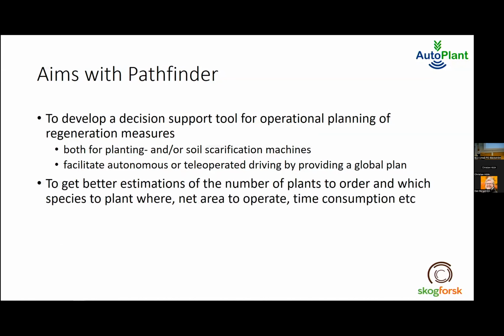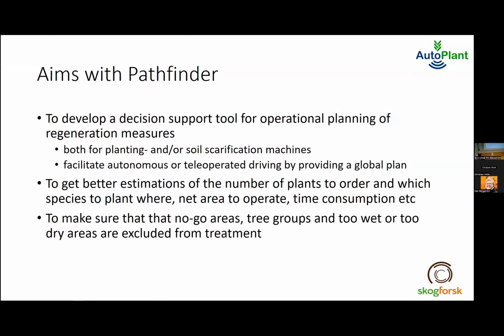And we also wanted to get better estimations of the number of plants to order and which species to plant where, the net area to operate, because the entrepreneurs doing the soil scarification today, they usually get very rough estimates of the area to operate. Then maybe it's like 50% of the area that they can actually work on. And also like time consumption and so on. And we wanted to make sure that no-go areas, tree groups, and too wet or too dry areas were excluded from treatment.